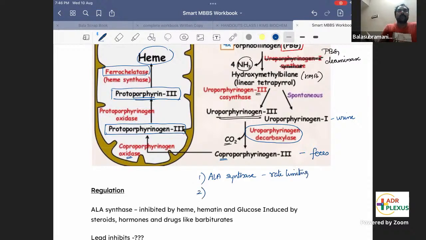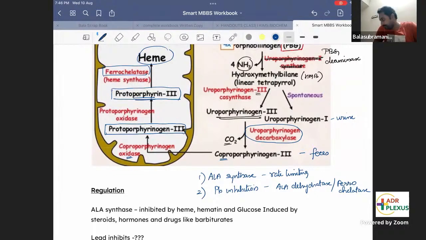Number 2, which are the 2 enzymes inhibited by lead inhibition? That was the MCQ asked in the NEET exam. ALA dehydratase and ferrochelatase. When both are there as options, you will go for ALA dehydratase because it's a proximal enzyme in the initial part of the pathway. Okay.